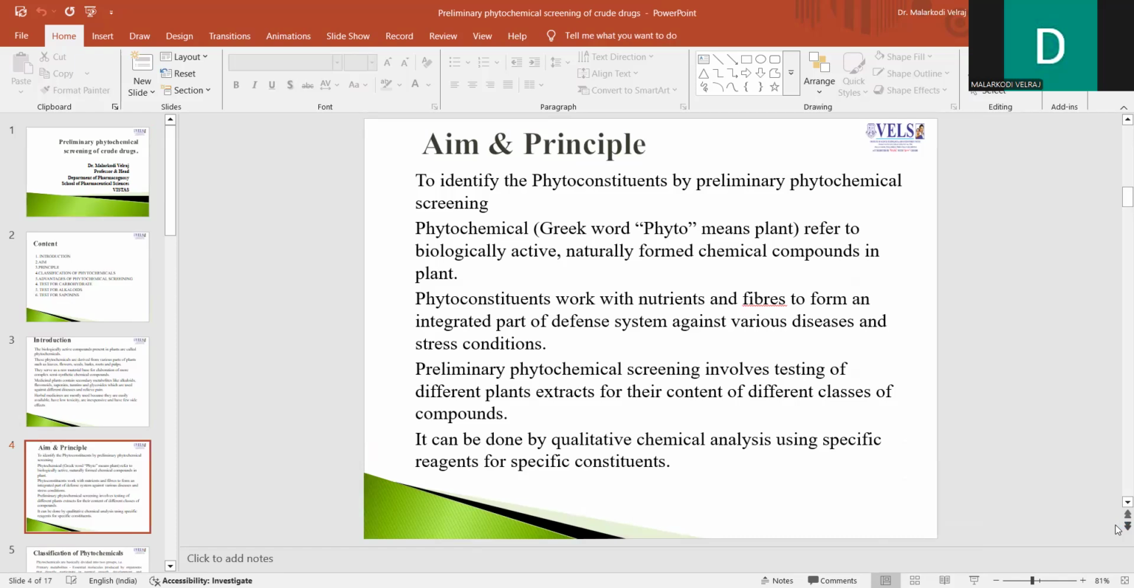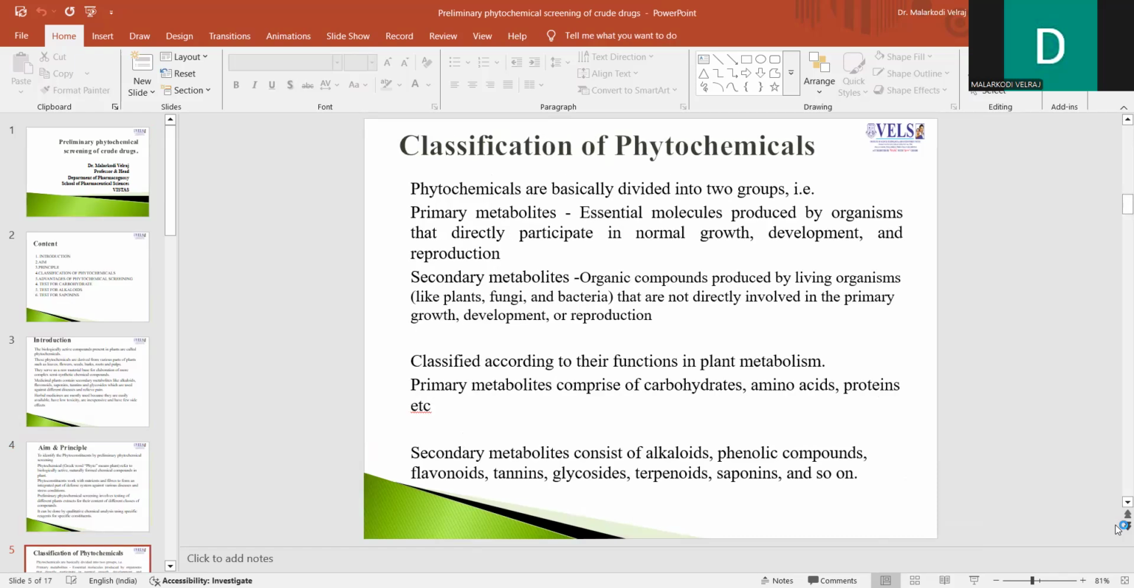The main principle is to identify the phytoconstituents by preliminary phytochemical screening. Phytochemicals, in the Greek language, the term phyto means plant, refers to the biologically active, naturally formed chemical compounds in the plants. The phytoconstituents work with nutrients and fibers to form an integral part of the defense system against various diseases and stress conditions. The preliminary phytochemical screening involves testing of different plant extracts for their content of different classes of compounds. It can be done by qualitative chemical analysis using specific reagents for specific constituents.